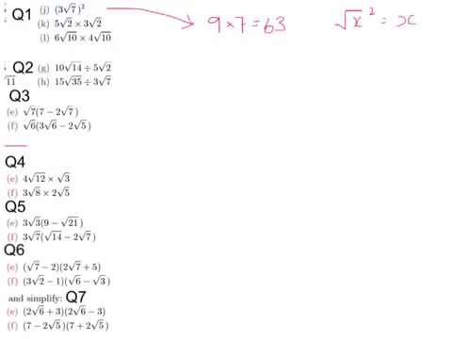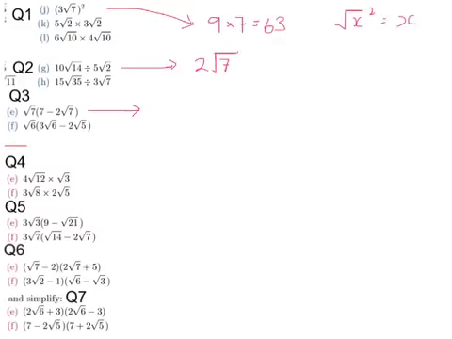Next one, question 2. Let's do g. 10 divided by 5, well that's just 2. Root 14 divided by root 2, well that's just root 7. That one's easy. Question 3, we're just expanding the brackets.